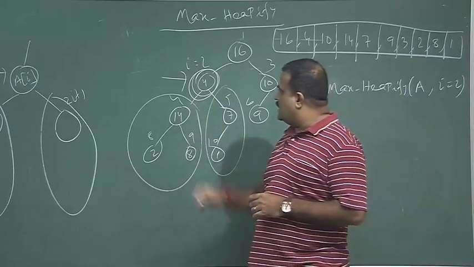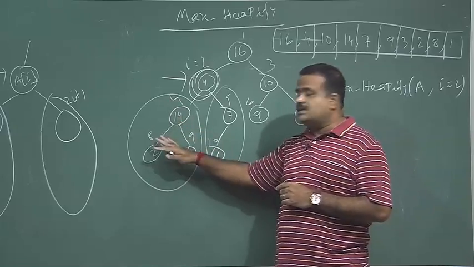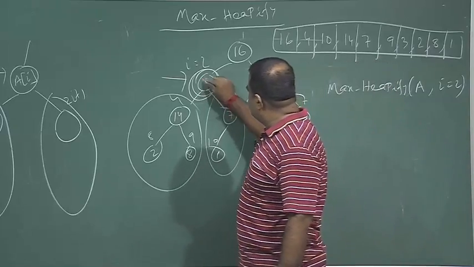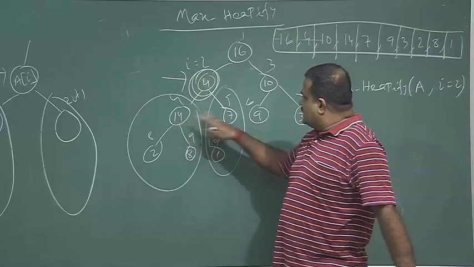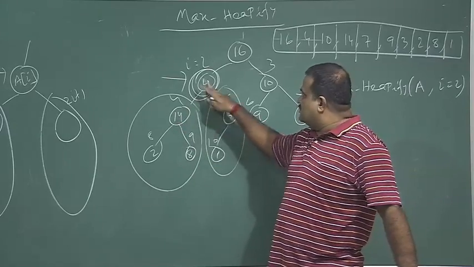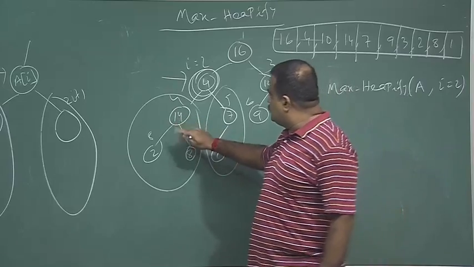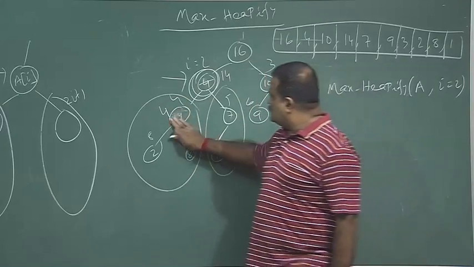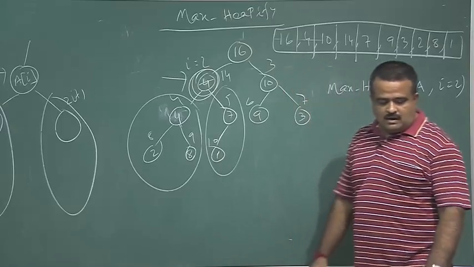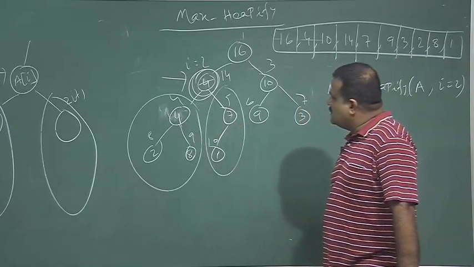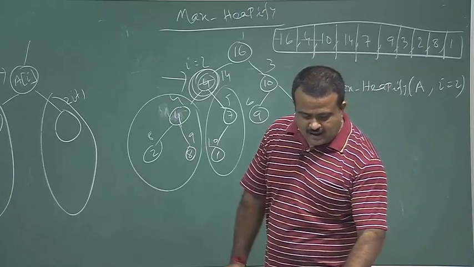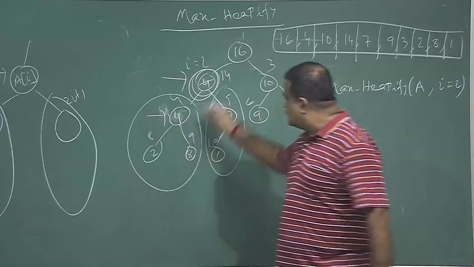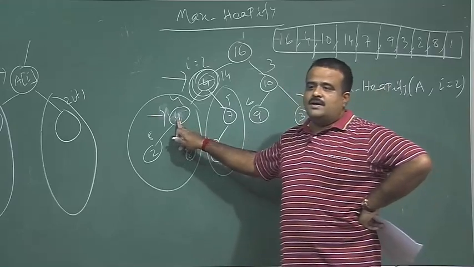We have a violation here, but for that we need everything to be okay here and everything okay here. Now how can we handle this violation? We check these two children, and whichever is the maximum we replace with this. So 14 is the maximum, so we replace 14 by 4. 14 will go here and 4 will come here. Now once 4 comes here, we need to check whether the max-heap property is violated here or not. The problem will come down.